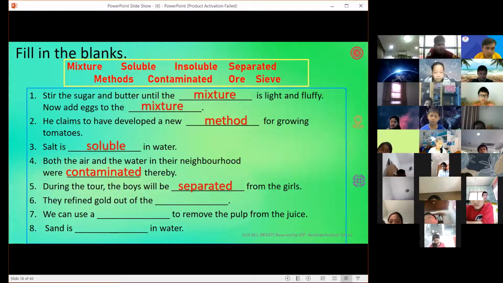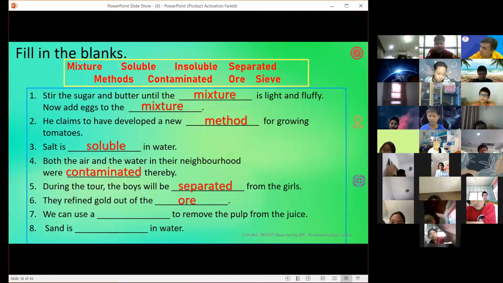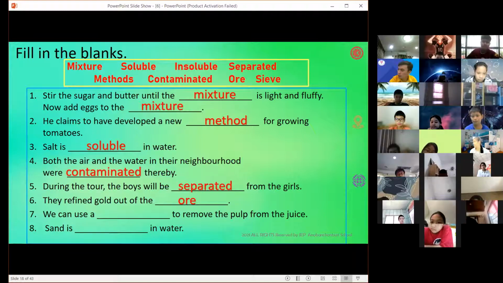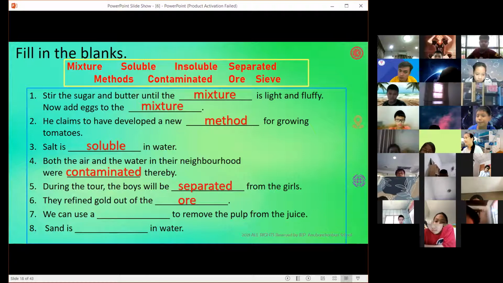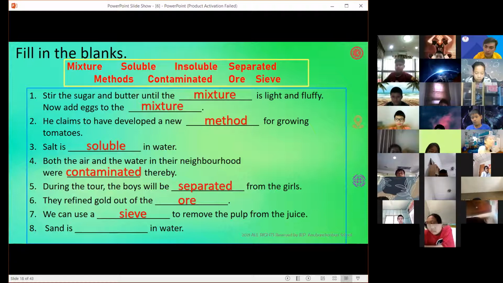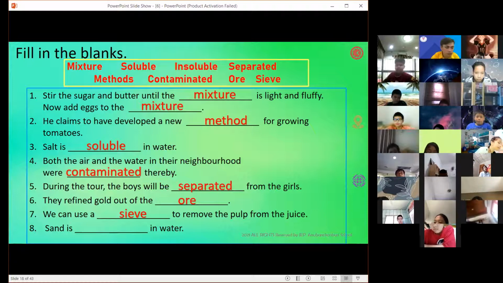Yes, number 31. Paradi. Go ahead and answer. Ores. Can you read? The refined gold out of the ores. All right, amazing. Good. Now let's proceed to number 7. Who wants to answer number 7? Tanapon, go. Number 32. We can use a sieve to remove the pulp from the juice. Perfect. Amazing. Correct. Let's ask Faradi, still raising his hand. Let's give chance to another student.